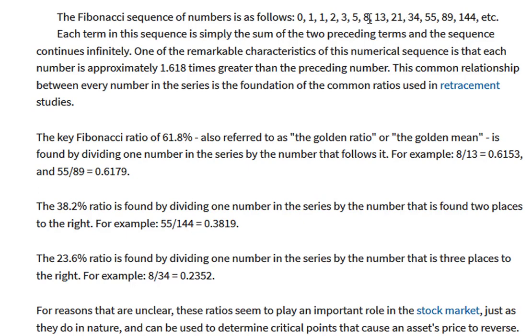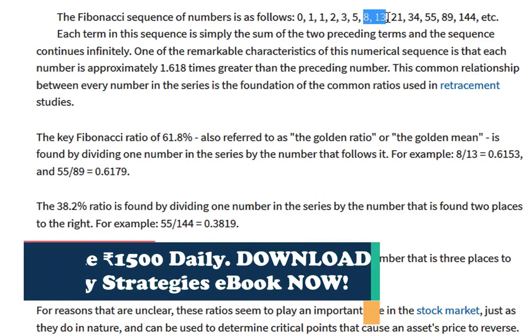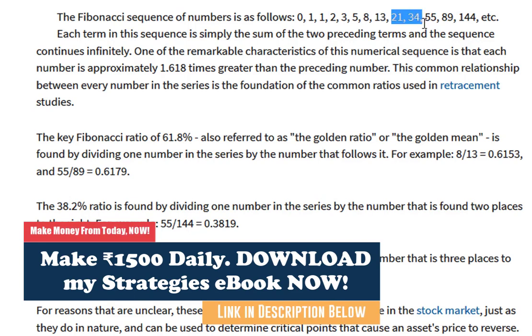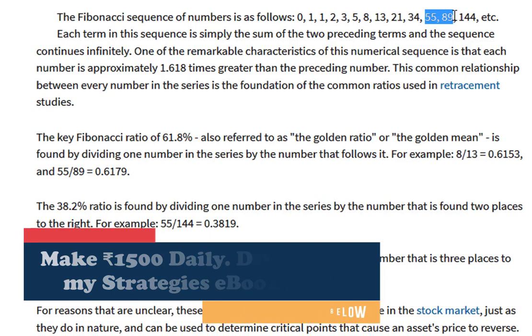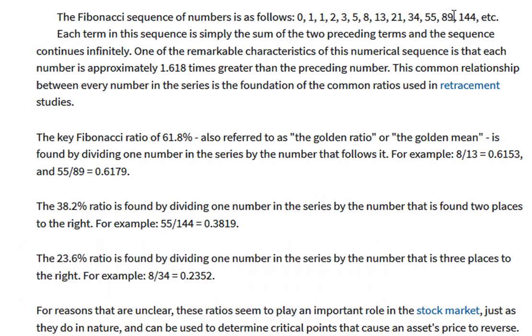If you divide 1 by 2, or 3 by 5, 8 by 13, 21 by 34 and 55 by 89, that's when the golden ratio comes into the picture. That is 61.8%. This, my friends, is a great support or resistance in itself.